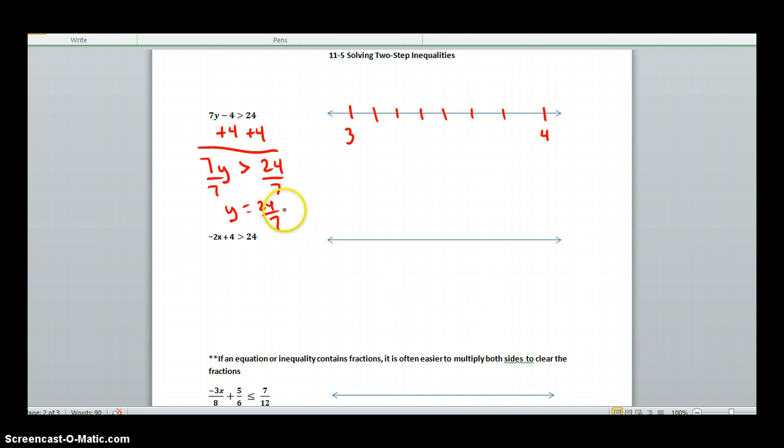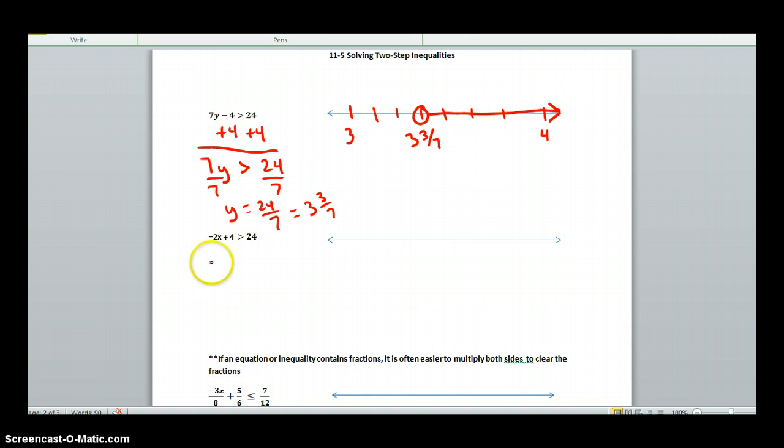But we want 3 and 3/7, because that's really my answer, and that would be right here. And since it's y's greater than that, I'm going to leave an open circle, and then I will graph everything to the right, since I want numbers that are greater than that. So even though this had an ugly fraction, it wasn't that horrible.